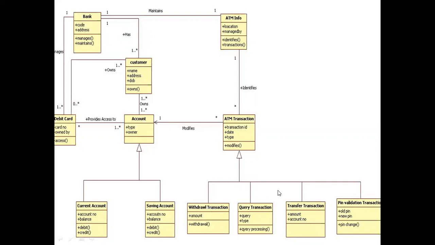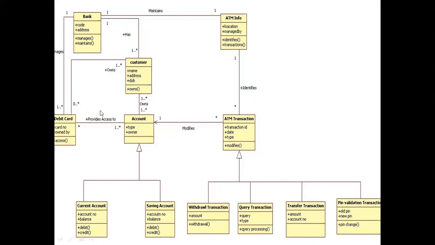The four transactions are each represented by an object: withdraw is one object, inquiry is one object, transfer is one object, and pin validation is another object. Next, account. The account has two types, current account and saving account. The current account has a relationship with account, and the saving account has a relationship with account.